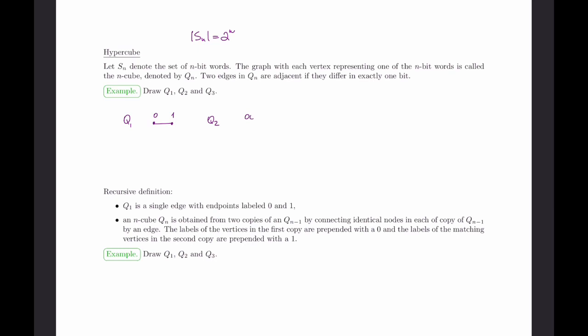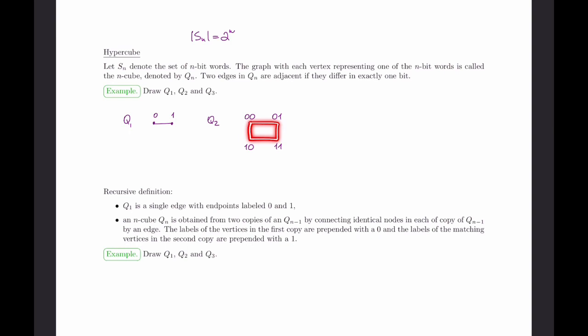So what do I have? I have 00, 01, 10, 11. And each one of them corresponds to a vertex, and I'm going to connect the two if they differ in 1 bit. So for example, I have an edge here because those two differ in 1 bit. I have an edge here because those differ in 1 bit, an edge here, and an edge here. I will not have an edge here because 00 and 11 differ from each other in 2 bits. And similarly, I will not have an edge here.